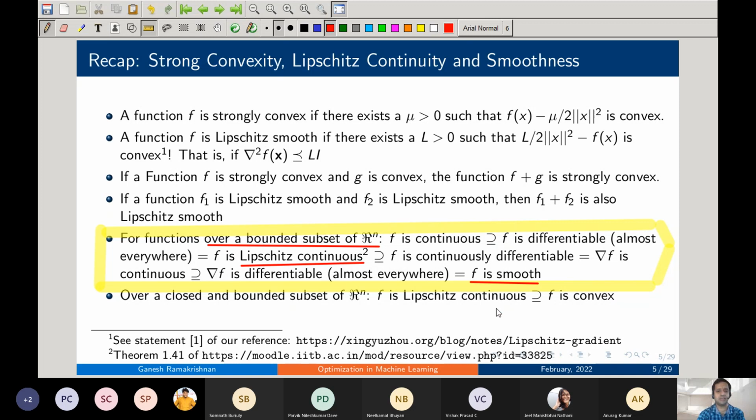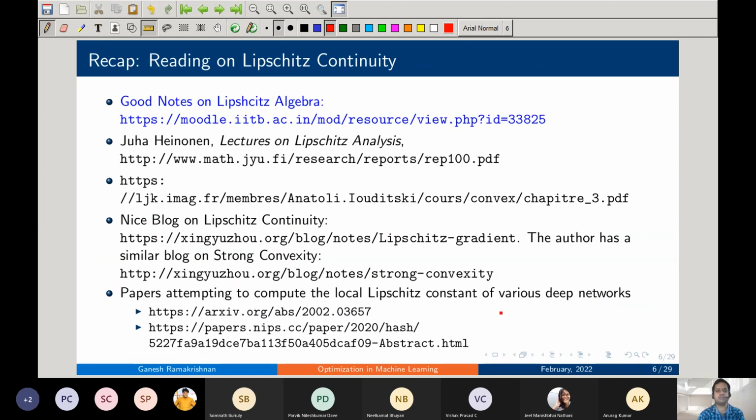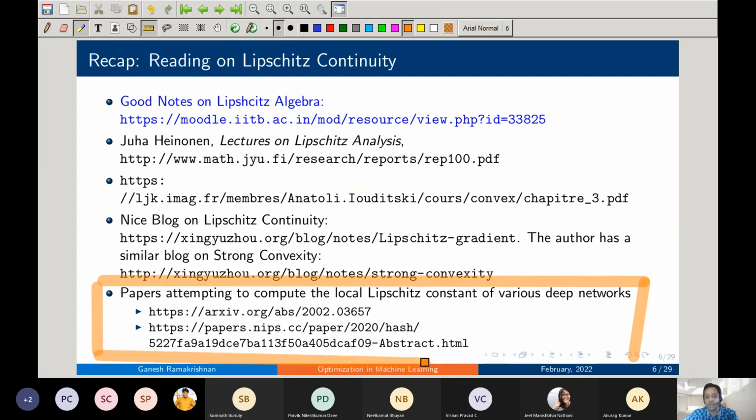Okay, so this is again a result we stated, and I left you with some nice reading on Lipschitz continuity. Now I'm going to draw your attention to the last two references which I had also left in the last class. These are examples of papers that attempt to compute the local Lipschitz constant of various deep neural networks. It's the local Lipschitz constant because there could be local convexity. Local properties is what we typically analyze. So mark this keyword local, it is important. That helps you analyze convergence.